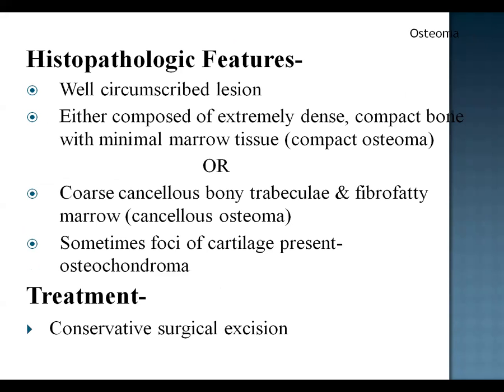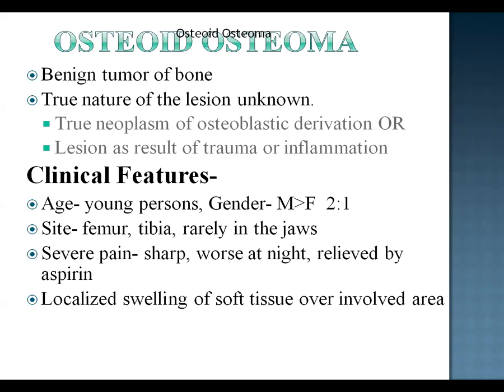Histopathologic features: well-circumscribed lesion, either composed of extremely dense compact bone with minimal marrow tissue, compact osteoma, or bony trabeculae and fibrofatty marrow, cancellous osteoma. Sometimes foci of cartilage are present, osteochondroma. Osteoid osteoma, a benign tumor of the bone.